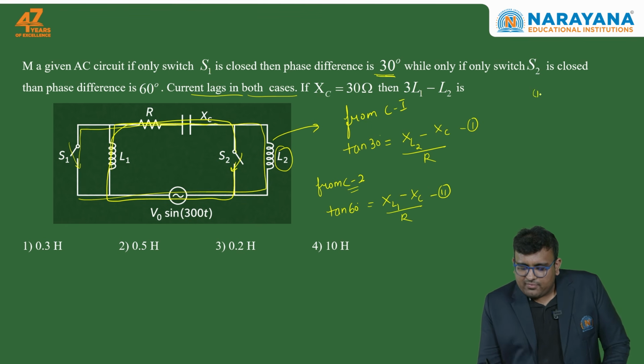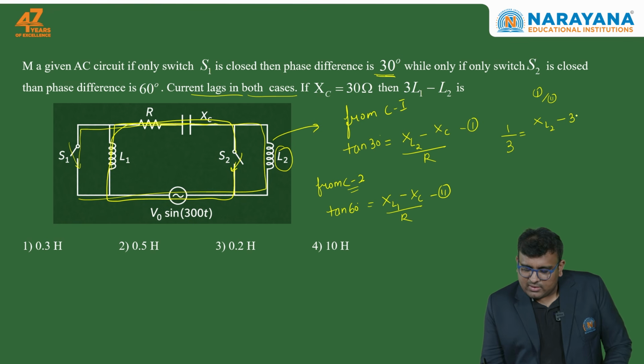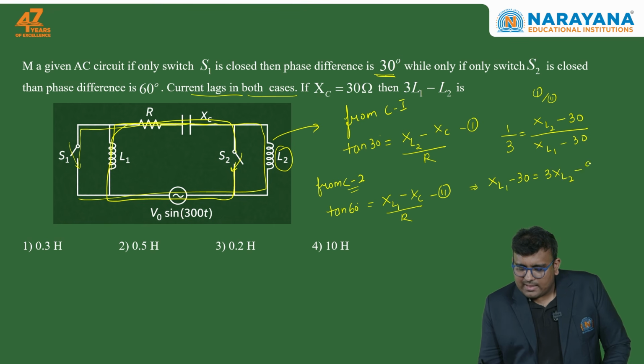Now, if I divide 1 upon 2, what am I getting? I'm getting 1 by 3 is equal to xL2 minus xc, where xc is given as 30, so this is 30, divided by xL1 minus 30. From here, I'm getting xL1 minus 30 is thrice of xL2 minus 90. From here, can I say thrice of xL2 minus xL1 is equal to 60?